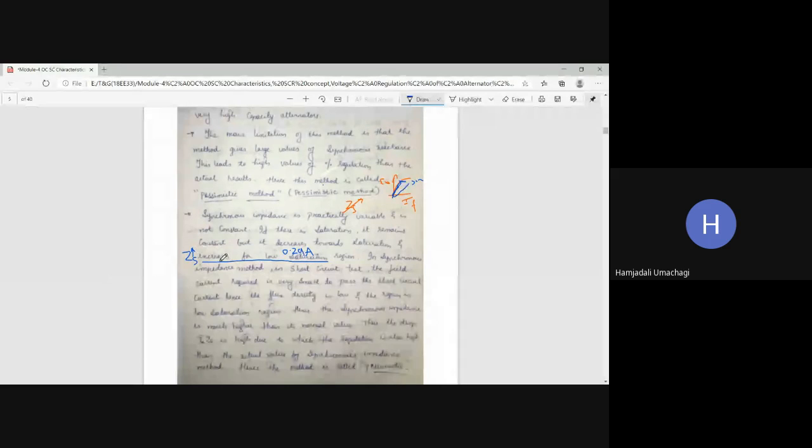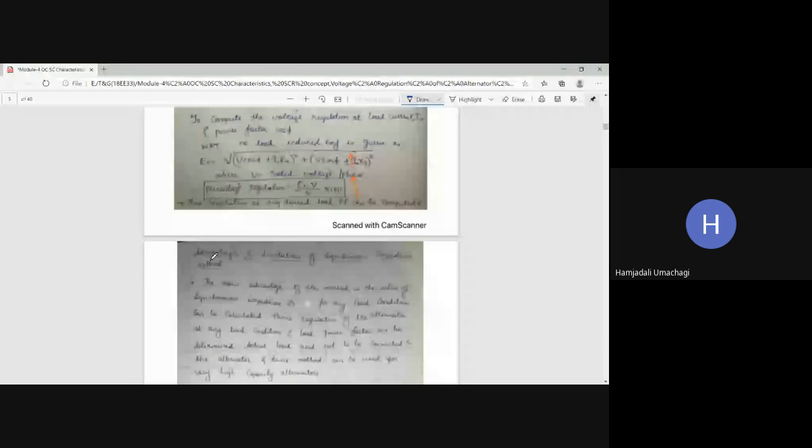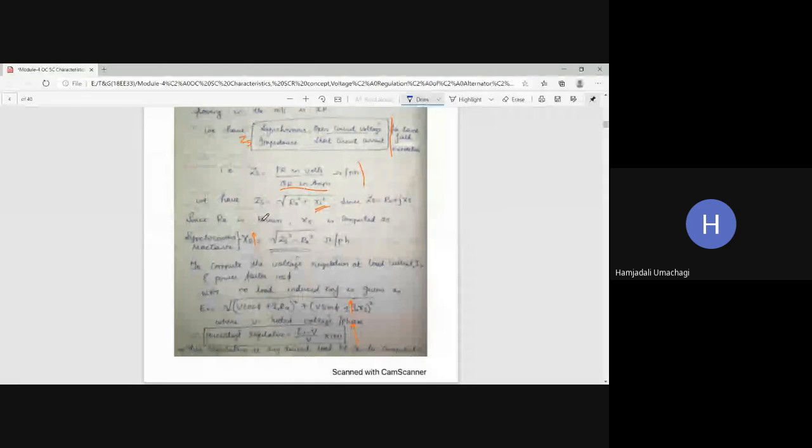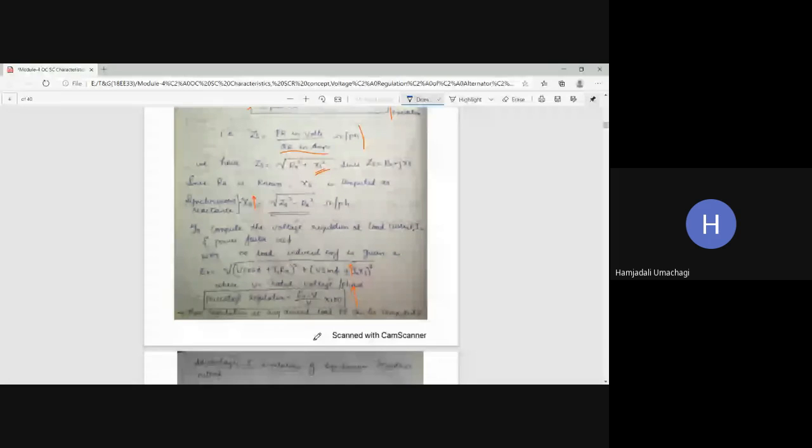If ZS increases, then automatically XS will increase. If XS increases, then IA into XS will increase. This will affect the E naught. This will affect the regulation. Because of that, you are getting a regulation value more than the actual value, which is called the pessimistic method.